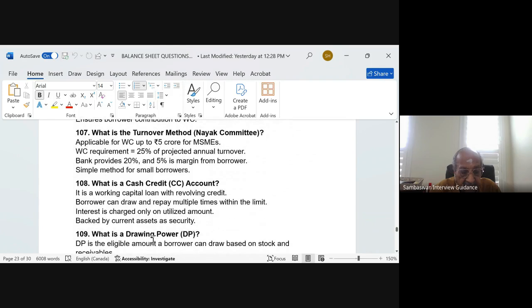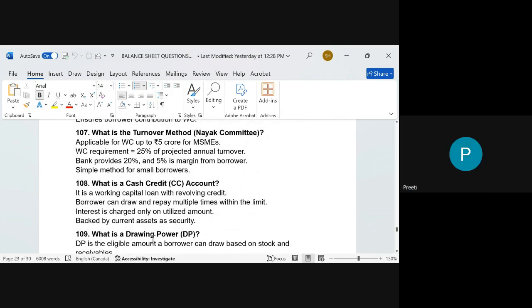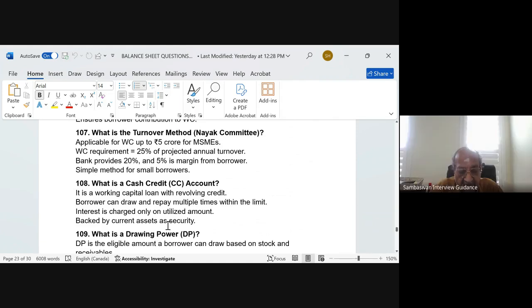It is a working capital loan with evolving credit. Borrower can draw and repay multiple times within the limit. Interest is charged only on utilized amount, backed by current assets as security. So what is this drawing power? Wait a minute, this definition also appears good.